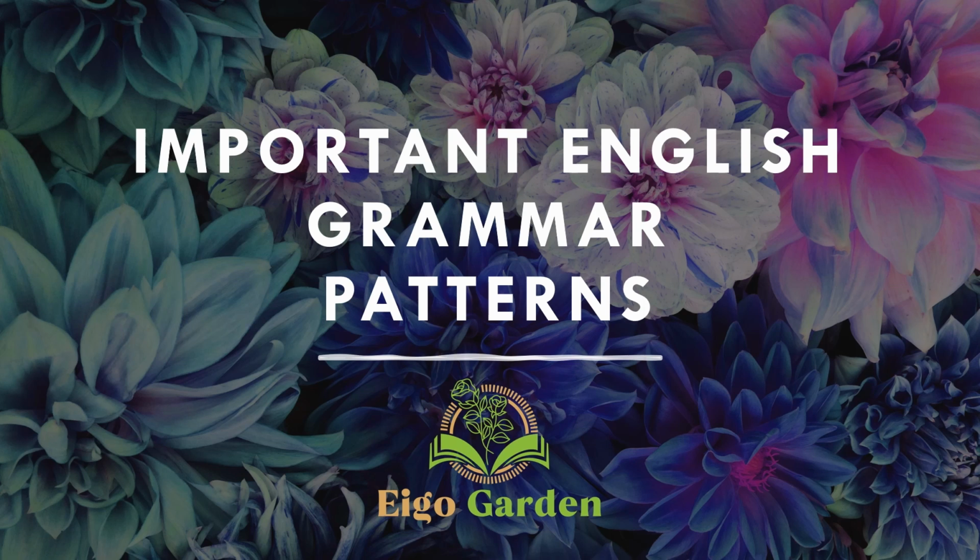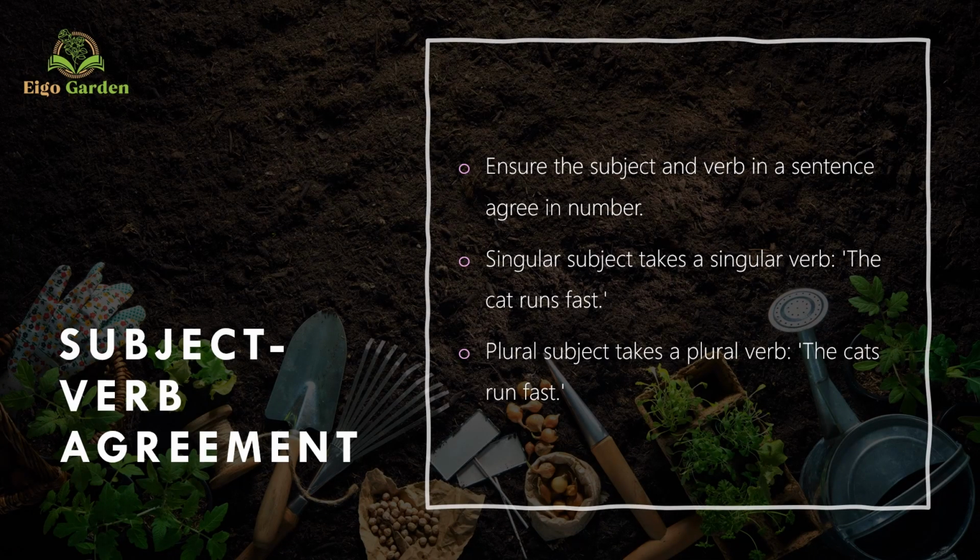Let's get started. First up, subject-verb agreement. It's important that your subject and verb match in number. For example, "the cat runs fast" uses a singular verb for a singular subject, while "the cats run fast" pairs a plural subject with a plural verb.